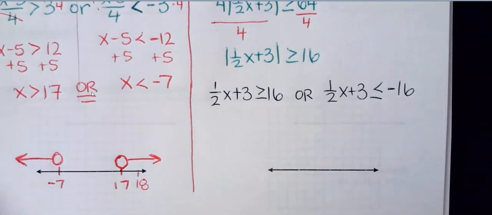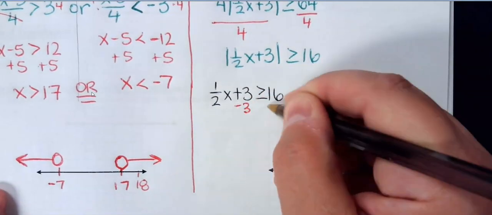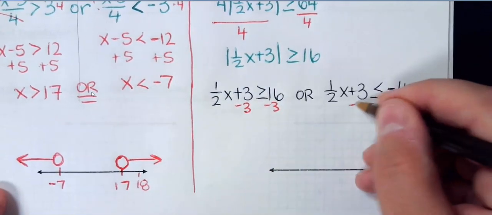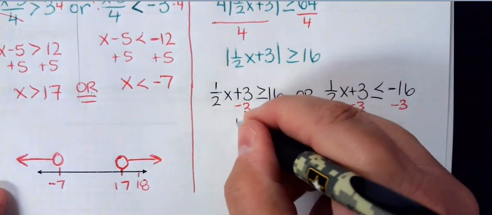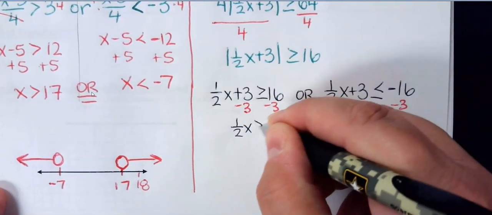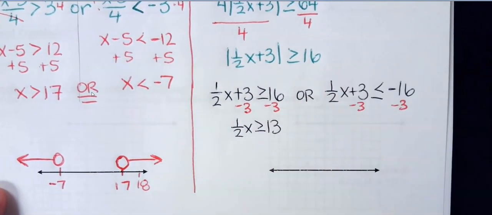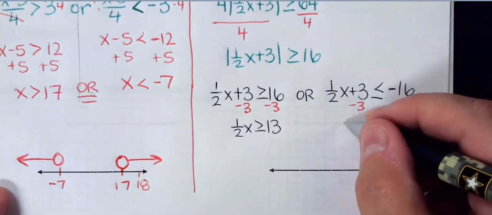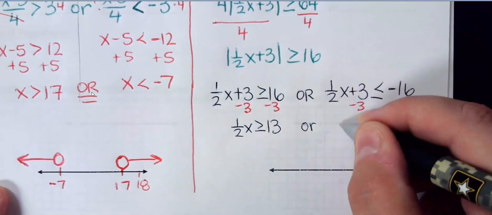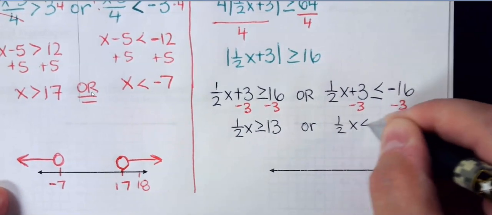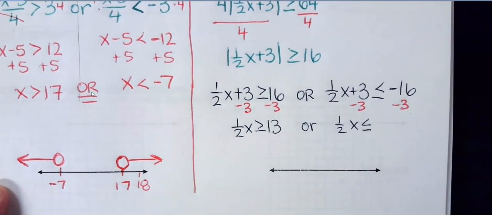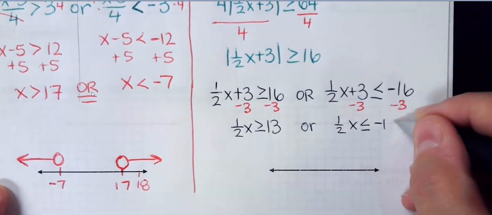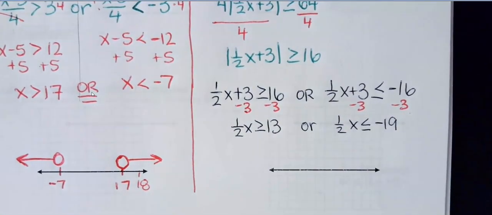So if it was me, for sure, I'm going to subtract 3. I'm just going to do it on both of them at the same time as my first step. I'd get 1/2 x greater than or equal to 13 on that first one, or 1/2 x is less than or equal to, now if I got negative 16, subtract 3, we're getting more negative, so that would be negative 19. Okay, how would I get rid of the 1/2?